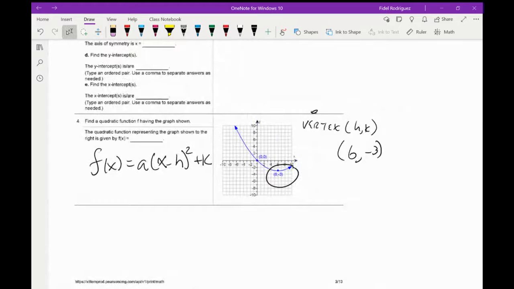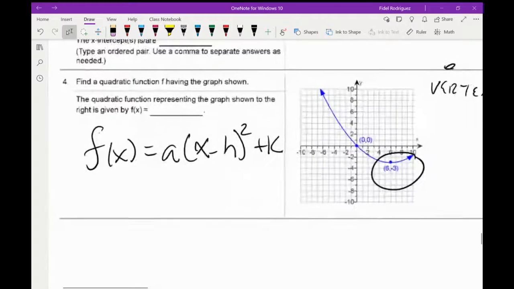Okay, because the vertex is either going to be that low point, so I'm just going to kind of zoom out real quick, y'all. The vertex is either going to be this point down here at the bottom if the graph opens up, or it'll be this point here at the top if the graph opens down, right? Okay, so we know that's our vertex.